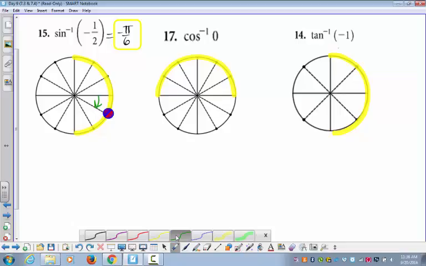All right, middle one. Inverse cosine of 0. So that tells us that we want the angle. It's only one. These are functions. The angle in the top half of the circle with a cosine value of 0, right there. So that angle is π/2.